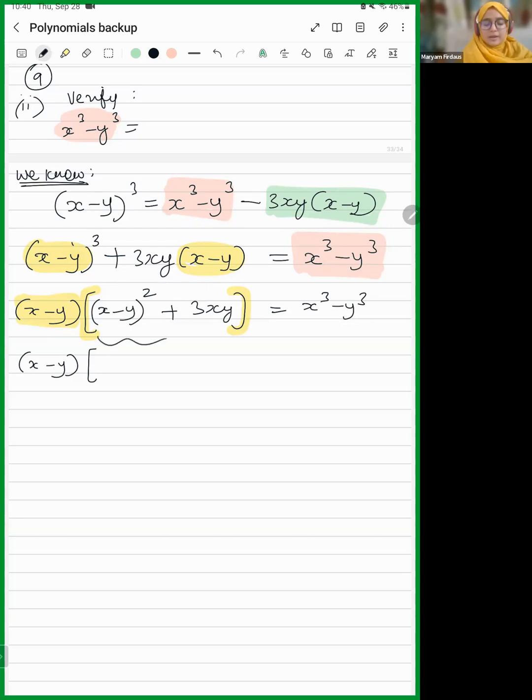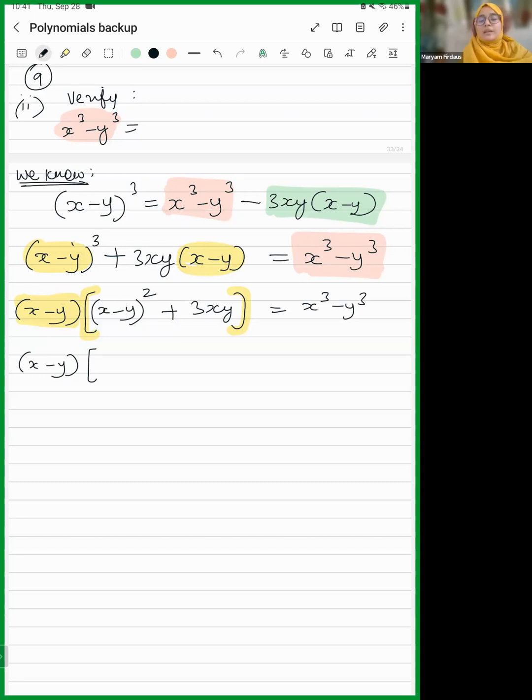Now let's open this bracket, this one, x minus y whole square. What is the formula for a minus b whole square? A minus b whole square, a square minus b square plus... No. A square plus b square.